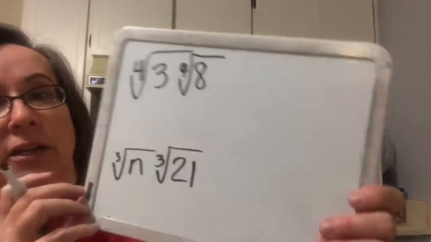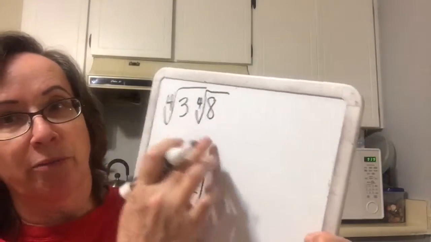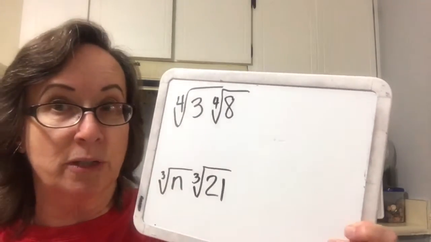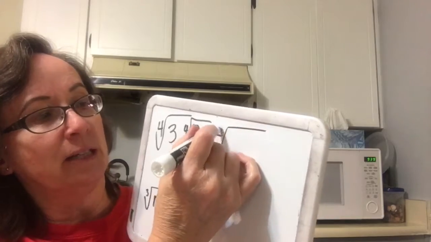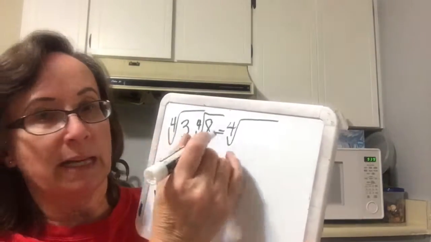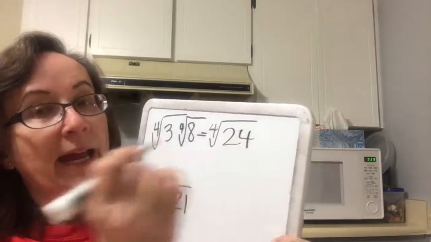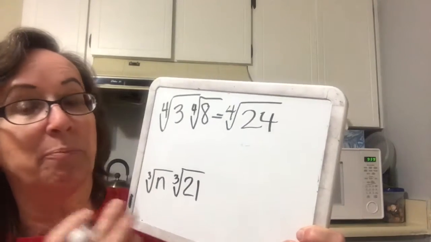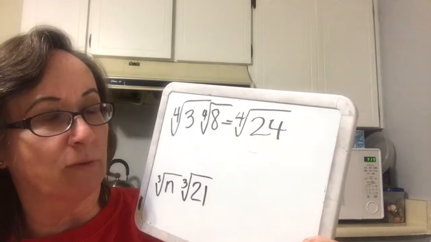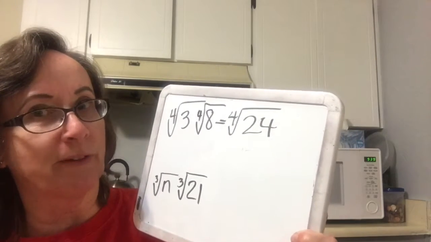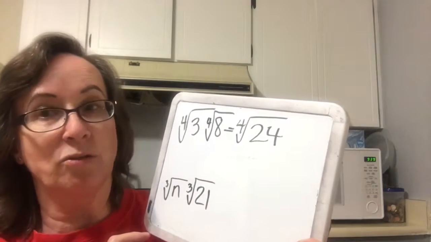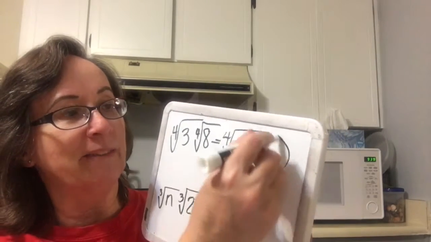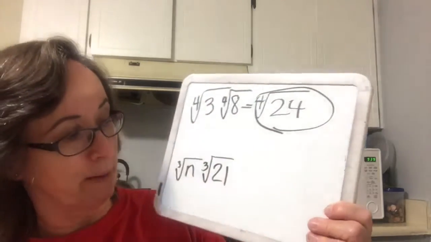And now we're talking about higher roots. So when we are using the fourth root and the fourth root, we can still use the product rule. So we're going to put them together into one big fourth root. 3 times 8 is 24. And then we're going to look at it and say, okay, can I pull out any perfect fourths? The smallest perfect fourth is 16, and 16 does not go evenly into 24. Therefore, I would leave my answer, the fourth root of 24.